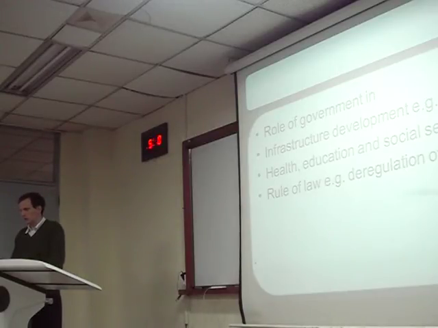So if the government does that kind of thing, the infrastructure development has helped China, trains and roads and so on. Also the health, education and social services. And also the rule of law. So if we can, for example, make it easier for people to do financial transactions, it can help our economy. So the government is also important in setting the rules and deciding on the policy for each country.